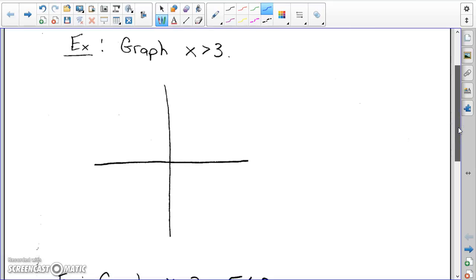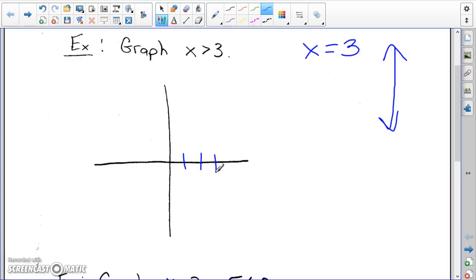Okay, so there's not much difference between graphing lines and graphing inequalities. You basically want to start at the same place. If we're going to graph x equals 3, what would we do? Well, it's just x equals, so hopefully remember that x equals some number is a vertical line at that number. So we're just going to go to 3 and draw a vertical line. But we do have to be a little bit more careful with inequalities.